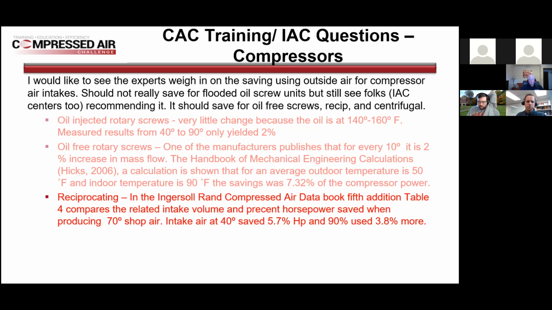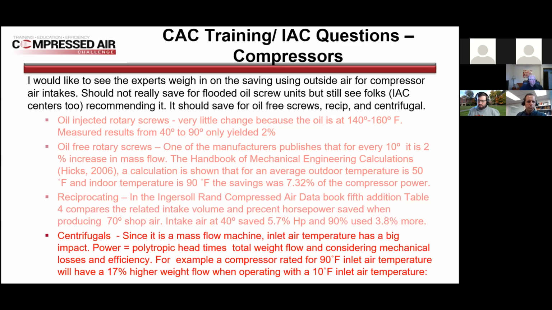That was when we were using all rotary screw and reciprocating compressors. This shows a table that compared the horsepower saved at 70 to produce 70% shop air. The idea they were saying is that once the air goes through the process, it quickly gets to the same temperature. So when you're in the shop, in the plant, it's going to be at that temperature. So intake air at 40 would save 5.7 horsepower. And if you did it at 90%, it would use 3.8 more. So that same 70% shop air, it's a table that just showed what the savings would be.